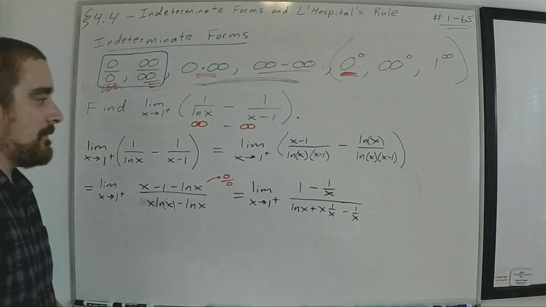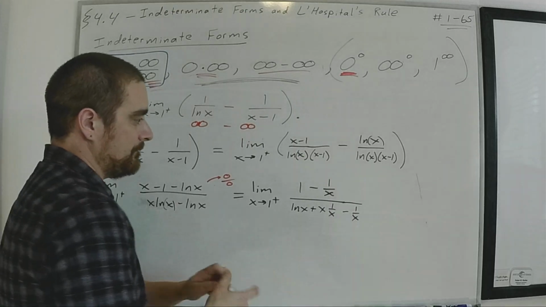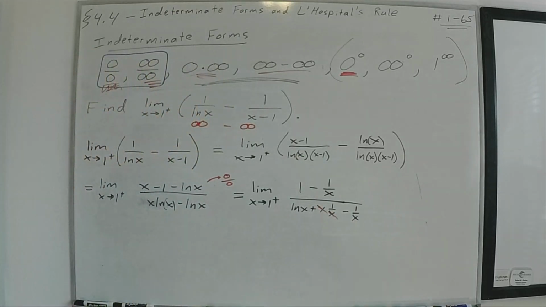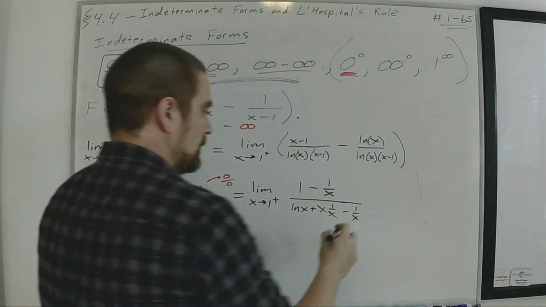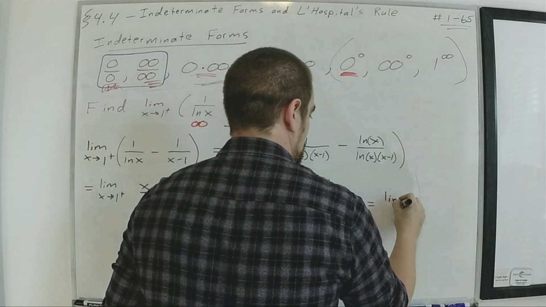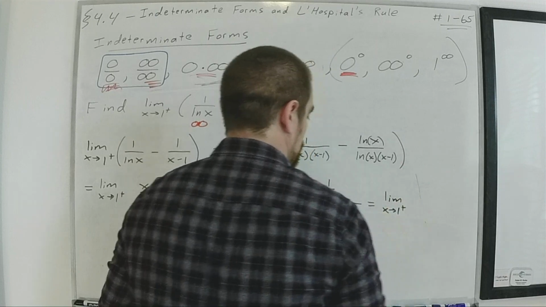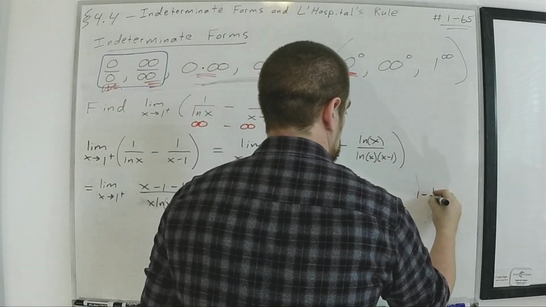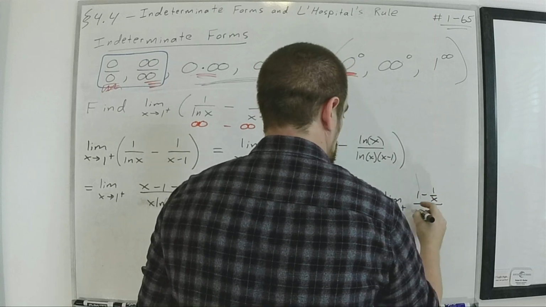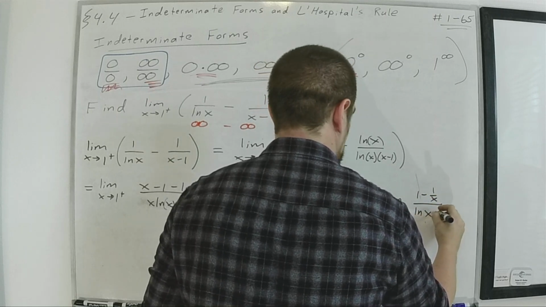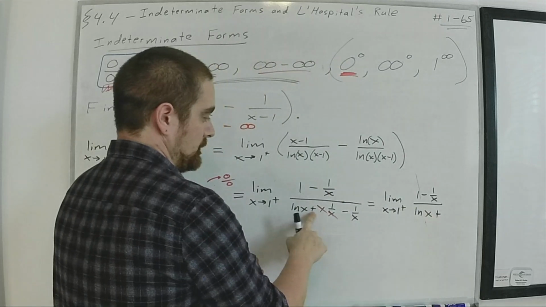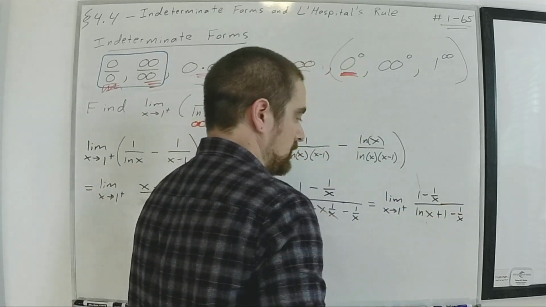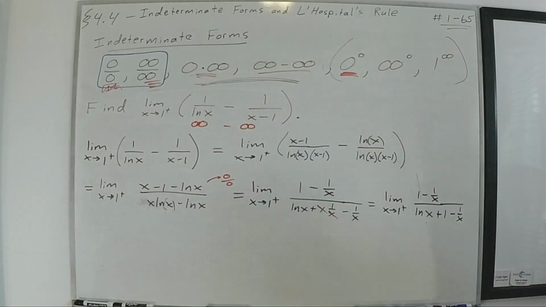Okay, still looks sloppy. So let's see what we can clean up. Those can be canceled out pretty nicely. I can say that this is the limit as x goes to 1 from the right of 1 minus 1 over x over natural log of x plus, this isn't 0 though, this is plus 1 over 1, or sorry, minus 1 over x.